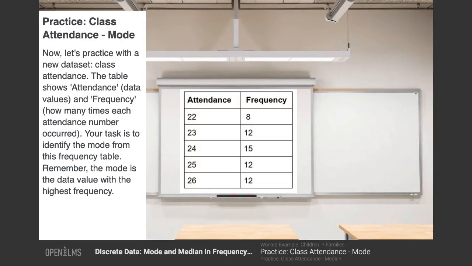Practice, class attendance, mode. Now, let's practice with a new dataset. Class attendance. The table shows attendance data values and frequency, how many times each attendance number occurred. Your task is to identify the mode from this frequency table. Remember, the mode is the data value with the highest frequency.